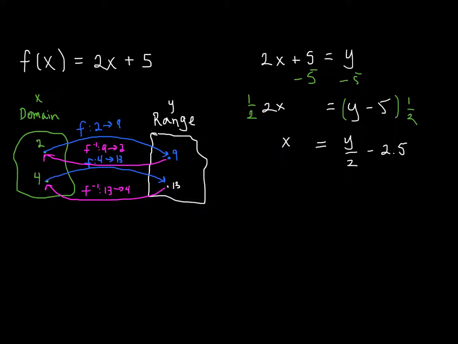So let's take stock of what we have. We now have an equation which allows us to input some value from my range, divide it by 2, subtract 2.5 from that value, and then I will have the corresponding value from the domain. In other words, I have a rule which will take me from a value in my range back to the value in the domain. And so this is the inverse function.